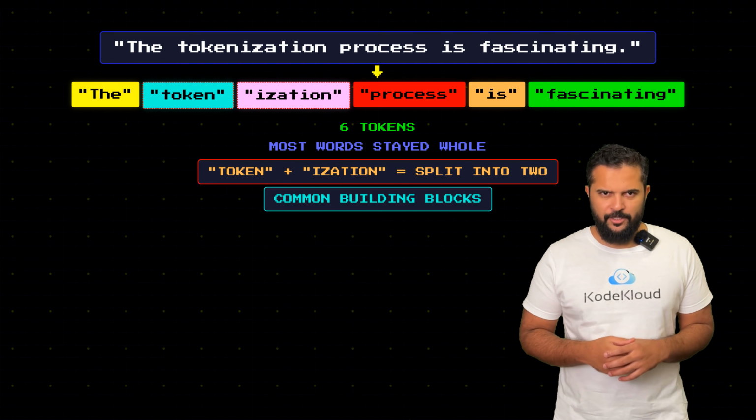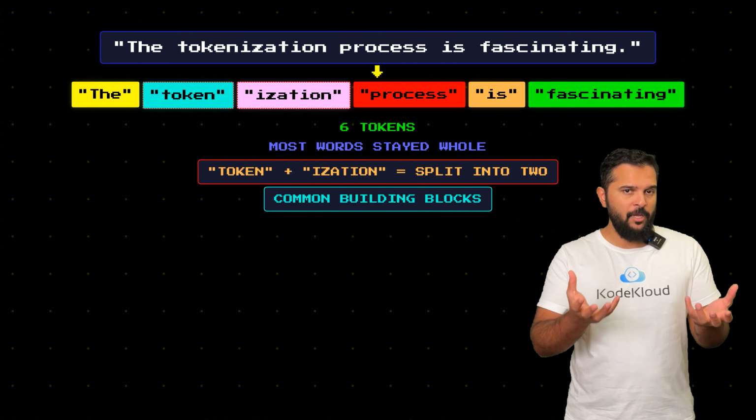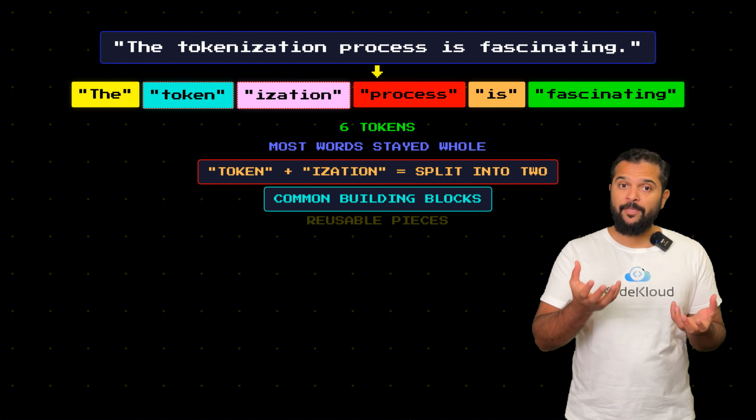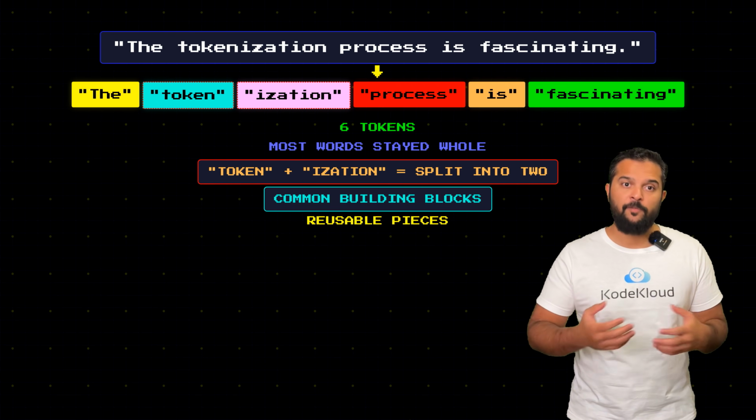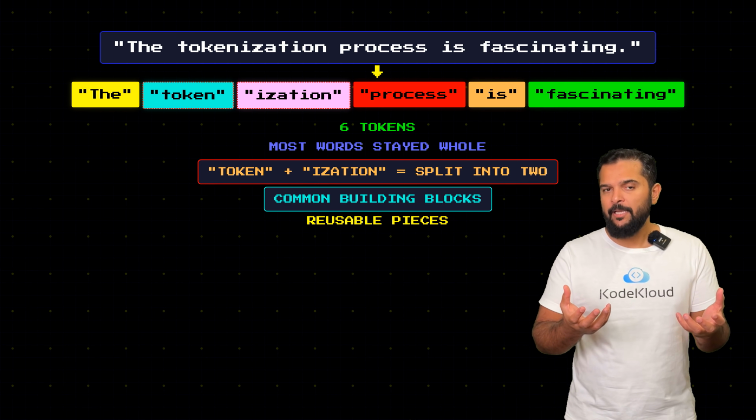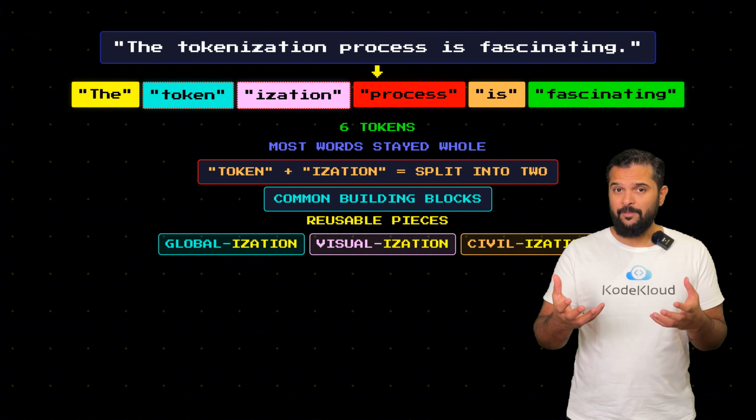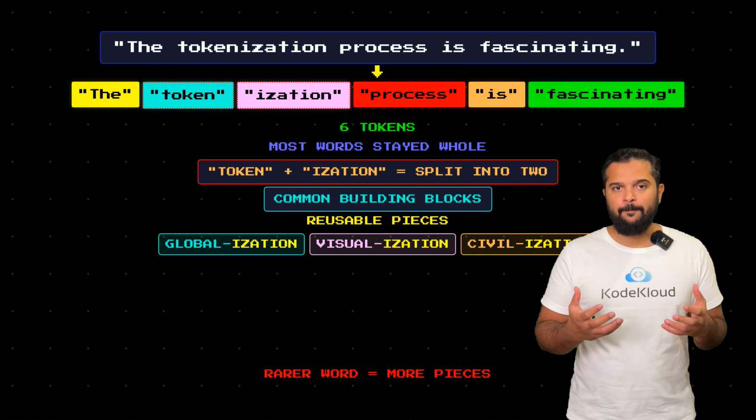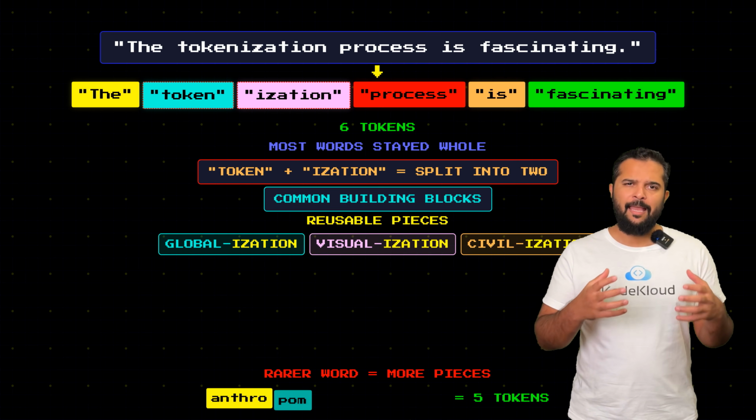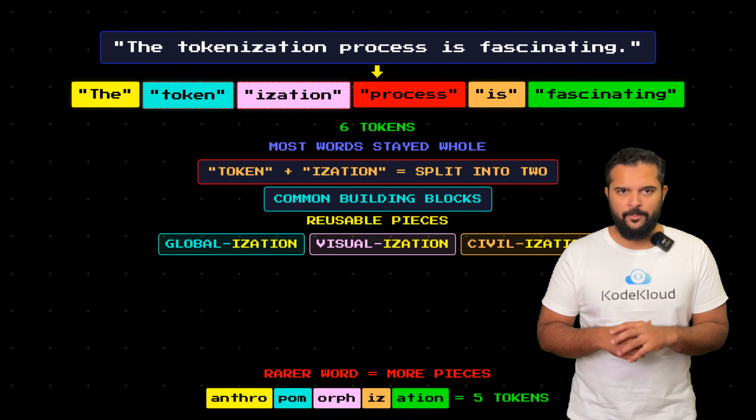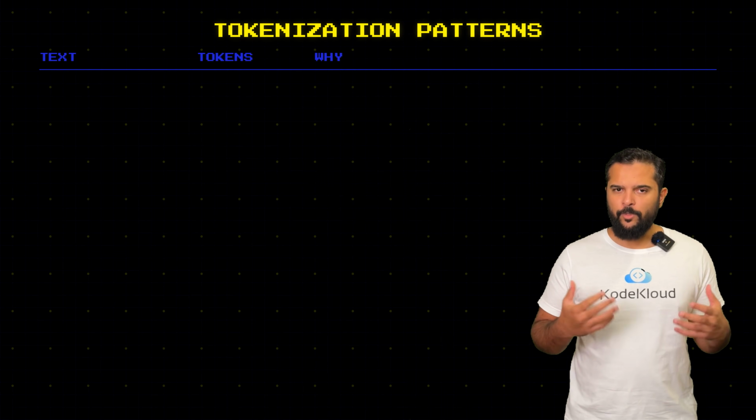So why did tokenization get split? Because the tokenizer learned that token and ization are common building blocks. By breaking words into reusable pieces, the LLM can handle words it's never seen before. So if it knows token and ization separately, it can also understand globalization, visualization, civilization, any word with that ending. The rarer the word, the more pieces it gets broken into. A word like anthropomorphization, I hope I got that right, becomes 5 separate tokens. Not every word is one token.